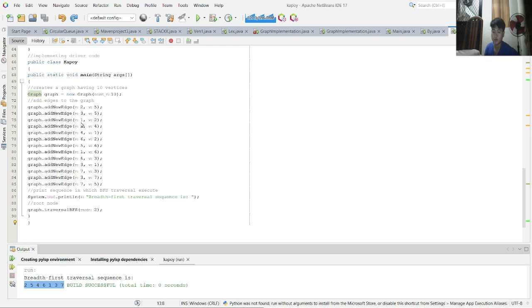Our vertices are 2 3 2 3 1 2 4 6 5 1 6 3 7 3 7, then our other side is 5 5 2 2 0 5 5 2 4 1 2 6 6 3 1 3 7 5. Then System.out.println prints the breadth first traversal sequence, BFS traversal of the graph, starting from 2. The output is 2 5 4 6 3 1.